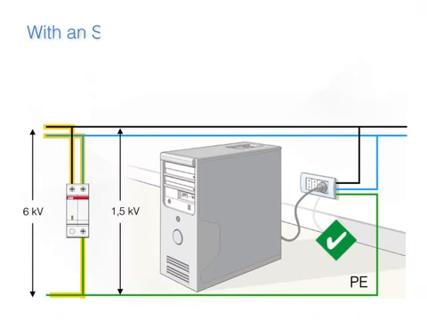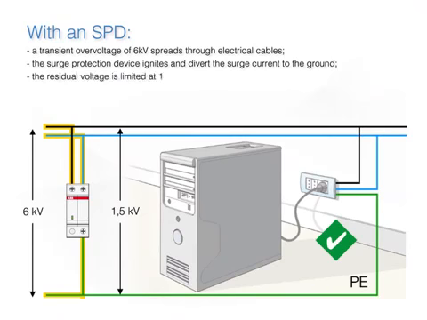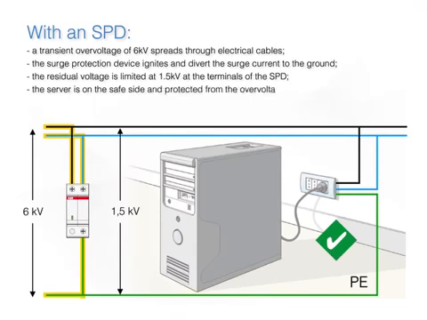With an SPD, a transient overvoltage of 6 kV spreads through electrical cables. The surge protection device ignites and diverts the surge current to the ground. The residual voltage is limited to 1.5 kV at the terminals of the SPD. The server is on the safe side and protected from the overvoltage.